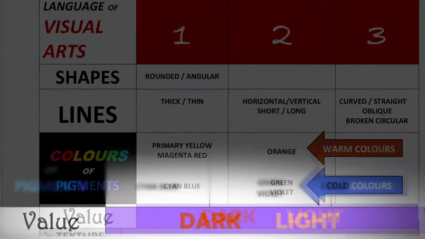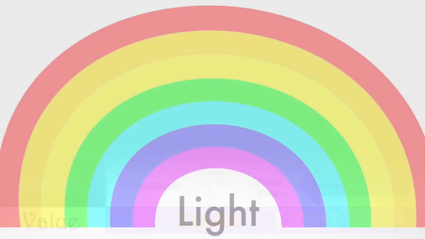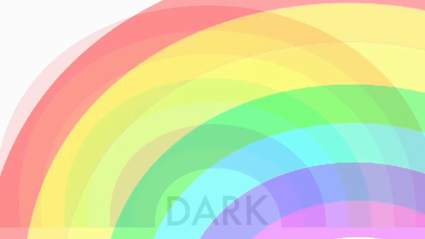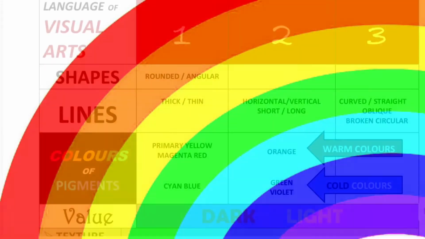Let's begin with value, since it's there for all of you to know. It is simply the difference between dark and light pigments. The pigment of these colors are light or pale. And here, the value is dark. Light, dark.